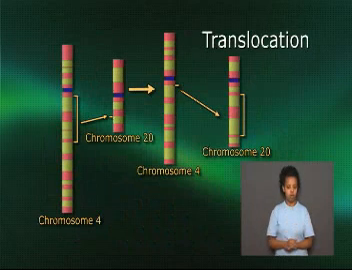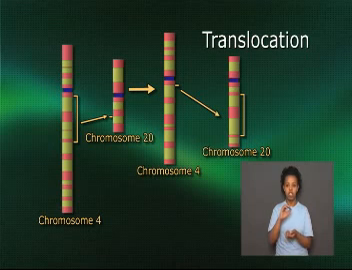The final chromosomal mutation that we are going to discuss today is translocation. This is when a piece of one chromosome is transferred to another non-homologous chromosome.